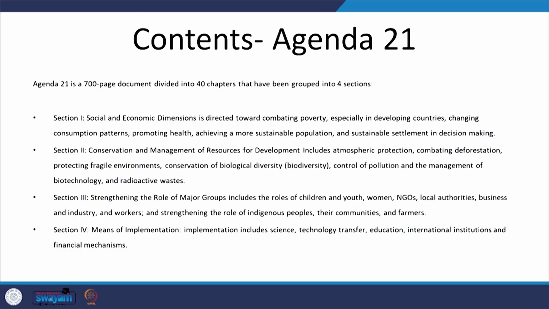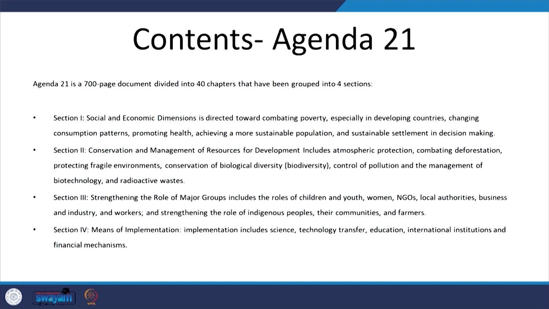And this 21 in Agenda 21 actually refers to the 21st century. It was in 1992 that this was opened up for signatures of interested parties, and in 1995 the first conference of parties was held, which later led to the Kyoto Protocol. Agenda 21 is divided into 4 main sections. Section 1 deals with social and economic dimensions. Section 2 discusses conservation and management of resources for development. Section 3 talks about strengthening the role of major groups.